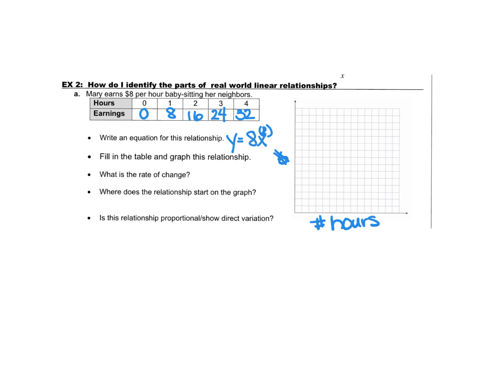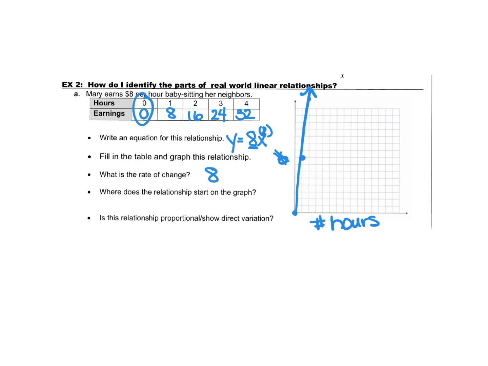All right, so we will graph our first point, 0, 0, and then we're going to have 1 and then 8. And then 2, 16, it's going to go off a little bit. And those are the only 3 we can get graphed here. But here is our line. And so what is the rate of change? Well, the rate of change is the 8.